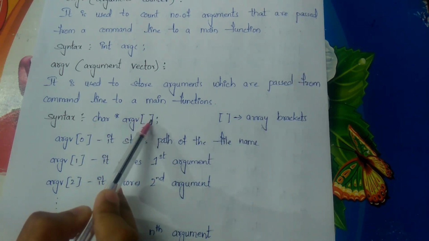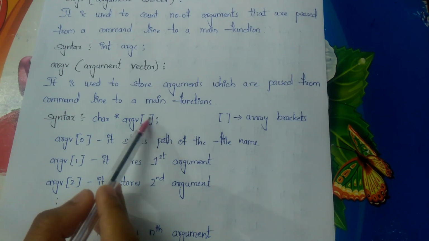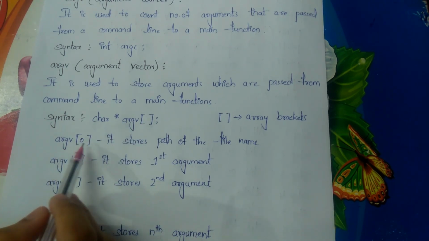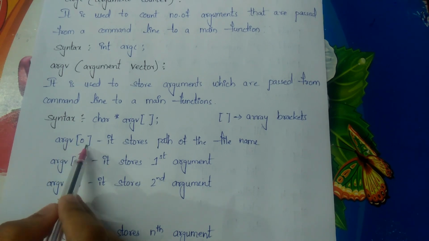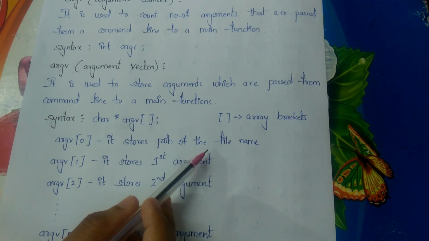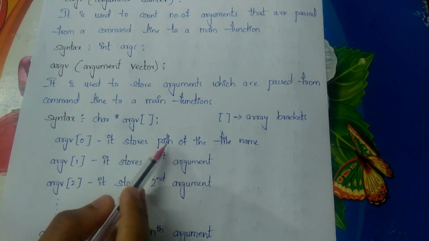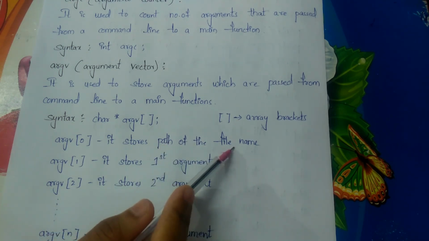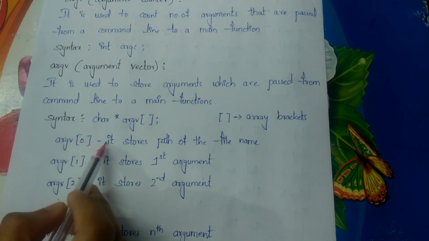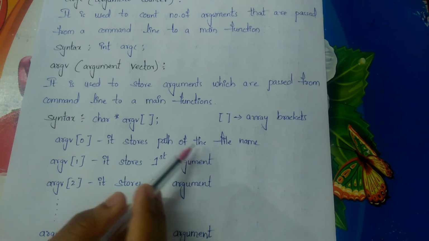In these array brackets, we can take an index, either using a for loop or just putting a number inside the brackets. For example, argv[0] stores the path of the file name. It is taken by default, whatever compiler we are using; the path of the file name will be stored in argv[0]. So whenever I print argv[0], the path of that file name will be printed.